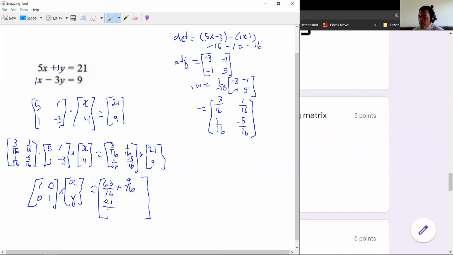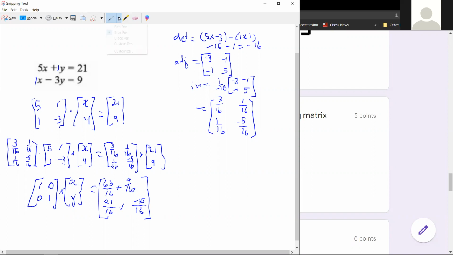21 over 16. Okay, so we will have 21 over 16 plus minus 5 times 9 is minus 45 over 16.